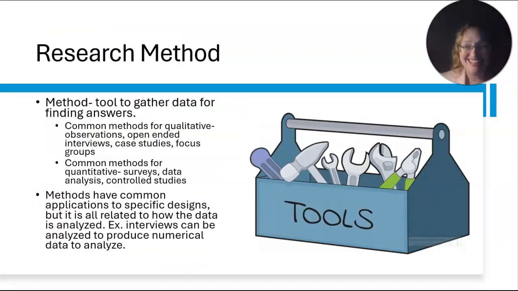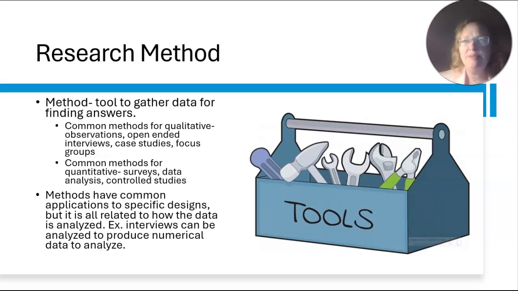Research methods, on the other hand, are tools. They help you gather the data for finding the answers you're looking for. They usually fall under qualitative or quantitative. Some common qualitative methods are observing, open-ended interviews, case studies, focus groups. Some common methods for quantitative studies are surveys, data analysis, controlled studies, where you have one set doing one thing and one set doing another, and you compare the differences and similarities.